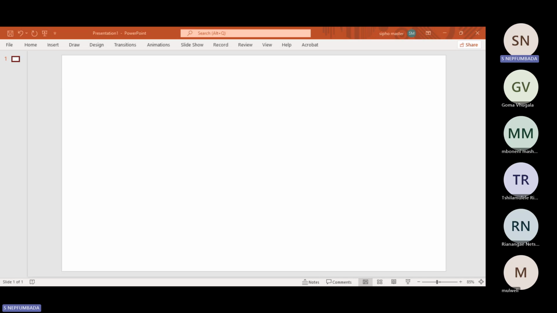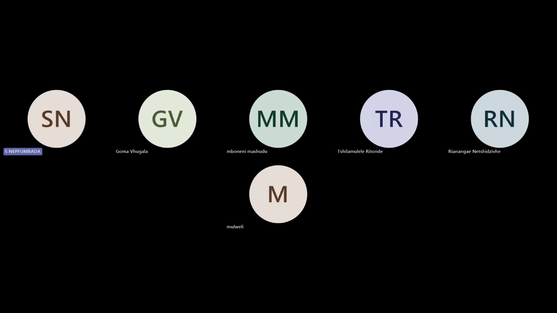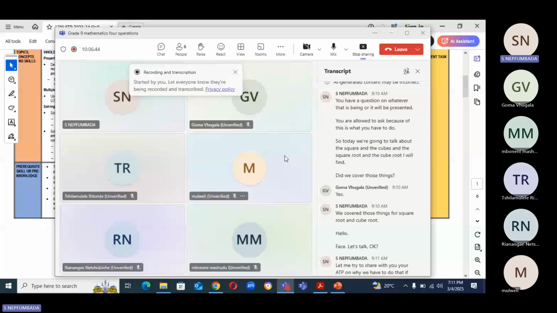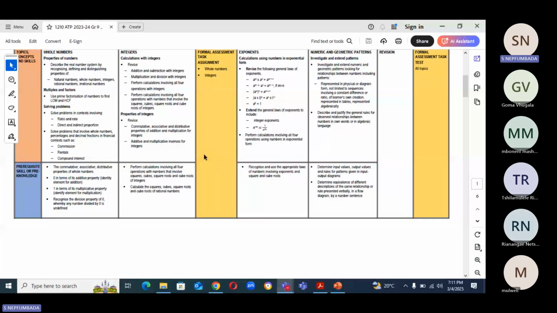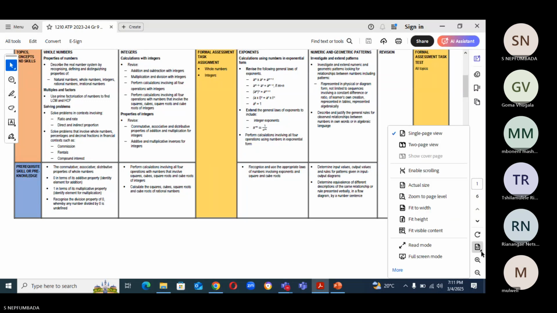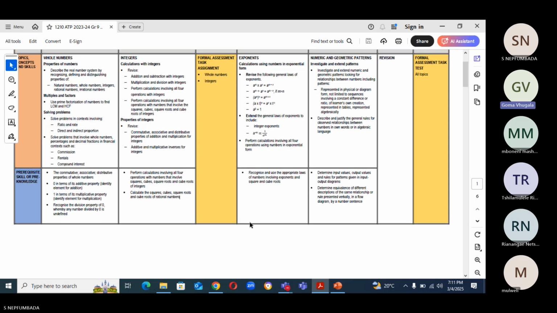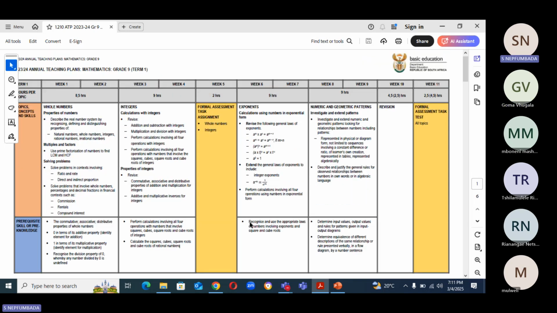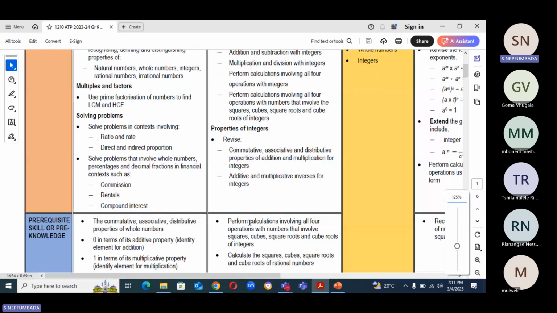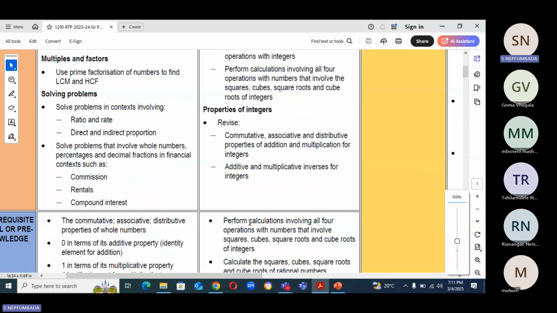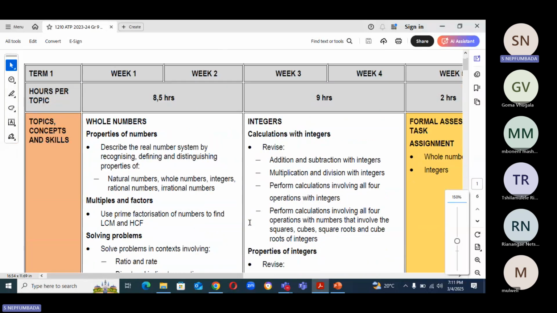Okay, let me try to share with you your ATP on why we have to do that. If this is something that we didn't cover, you will tell me. So you can see the screen now, right? Yes. So this is your ATP. This is what you are expected to have covered.